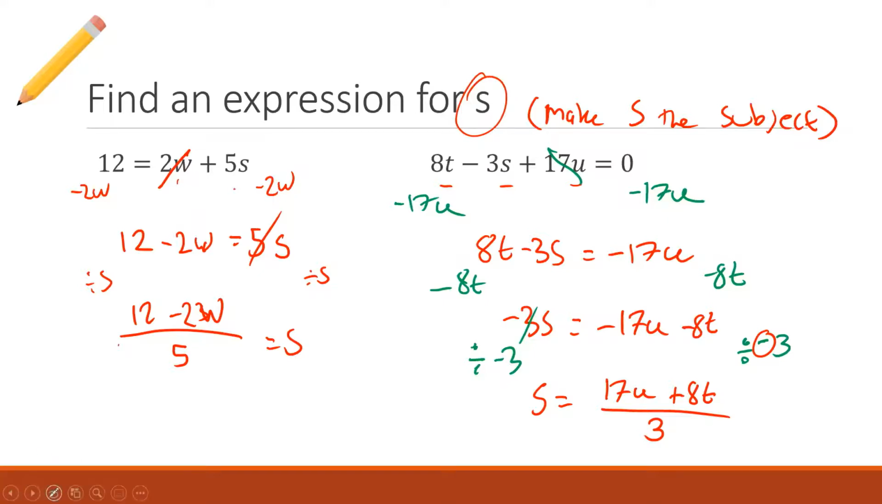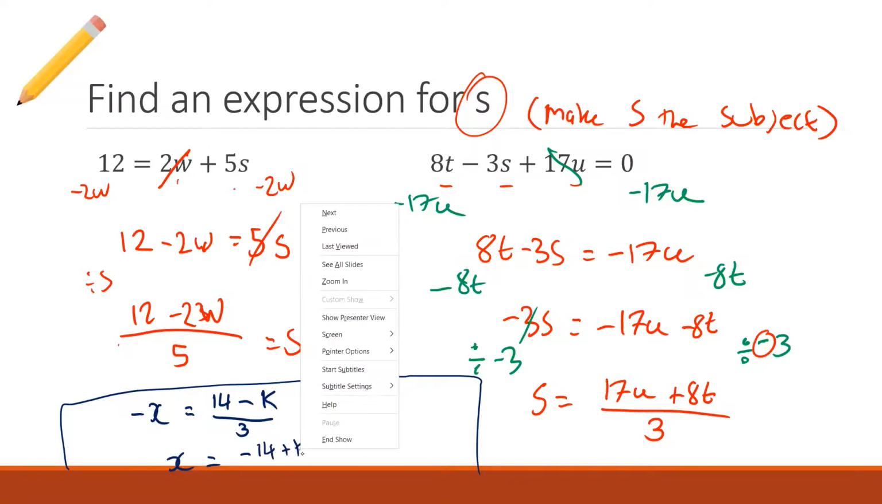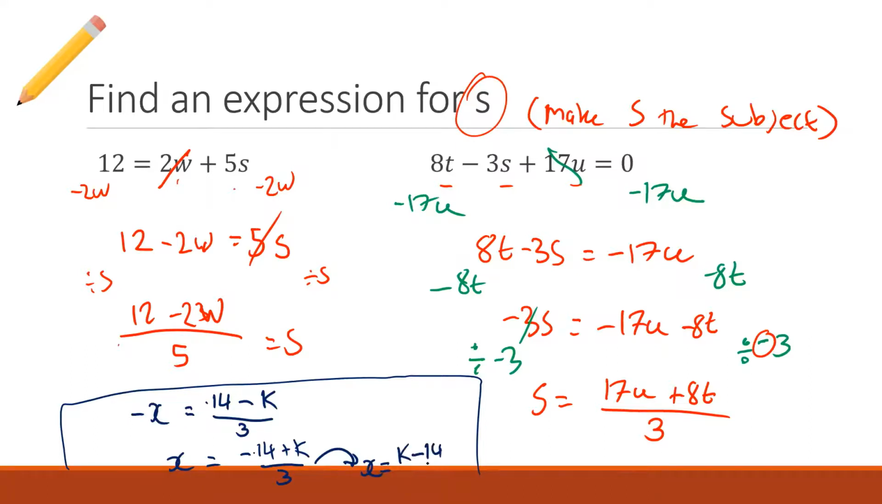Now, the reason I'm being a little bit careful is a lot of students sometimes see questions that look like this. Let me show you. Negative x equals, let me say, we'll go with 14 minus k over 3, whatever, doesn't matter. This is something completely separate. What happens is when they divide by a negative, it changes. So then it becomes x equals negative 14 plus k over 3, because the positive 14 becomes a negative 14, and the negative k becomes a positive k. And sometimes they even rewrite it: x equals k minus 14 over 3.